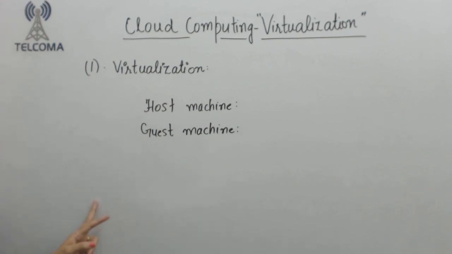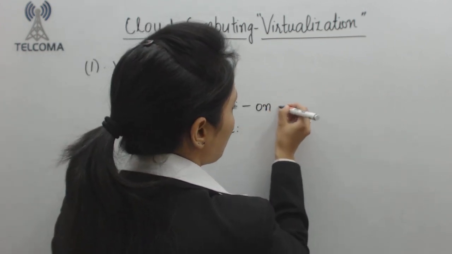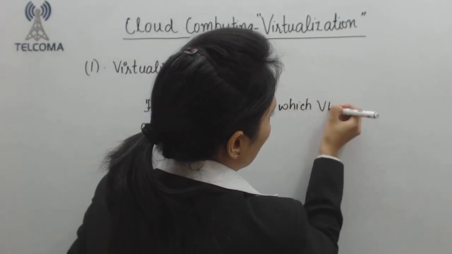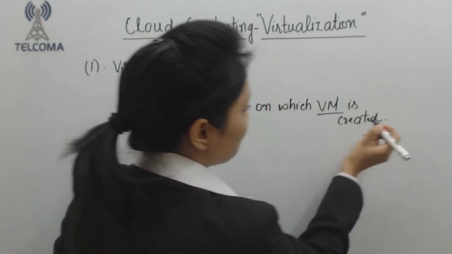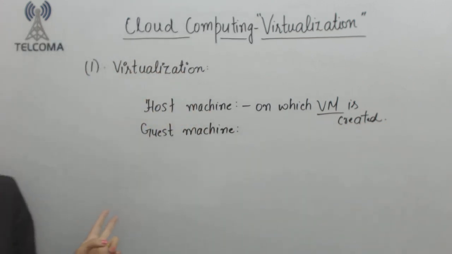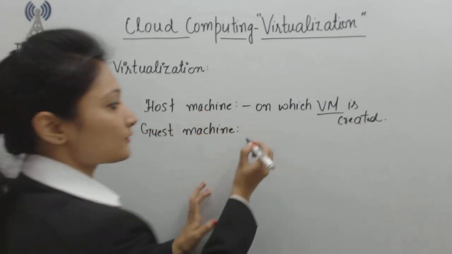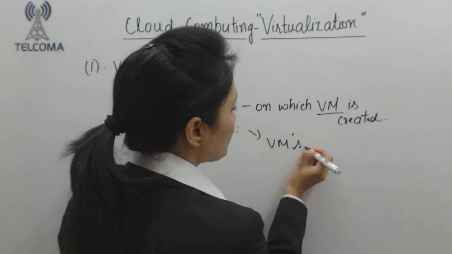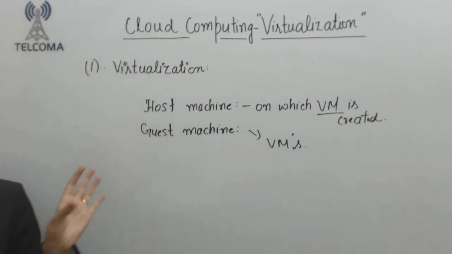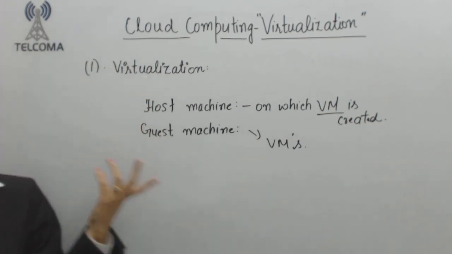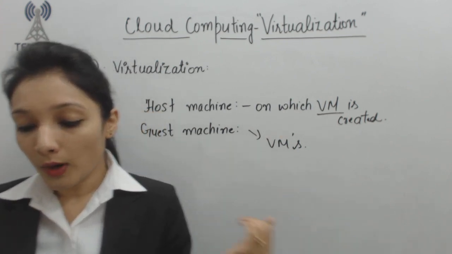Now, the host machine is the machine on which the virtualization takes place, or on which your virtual machine, VM referring to virtual machine, is created. Second, we have the guest machines. Guest machines are the virtual machines which run over the host machine. These are basically your virtual machines. Now, this virtualization is managed by a software or firmware which is referred to as your hypervisor.